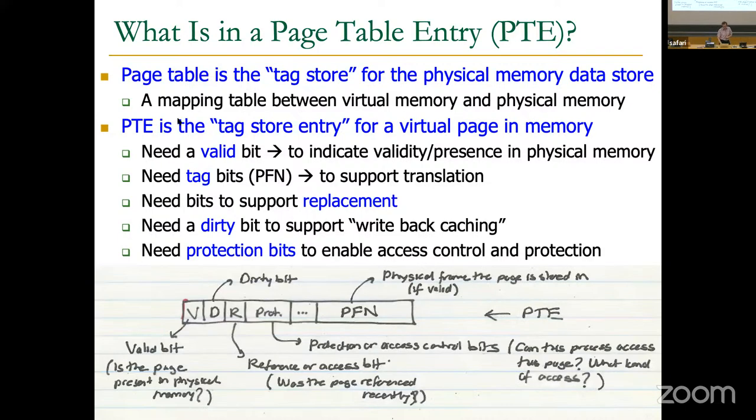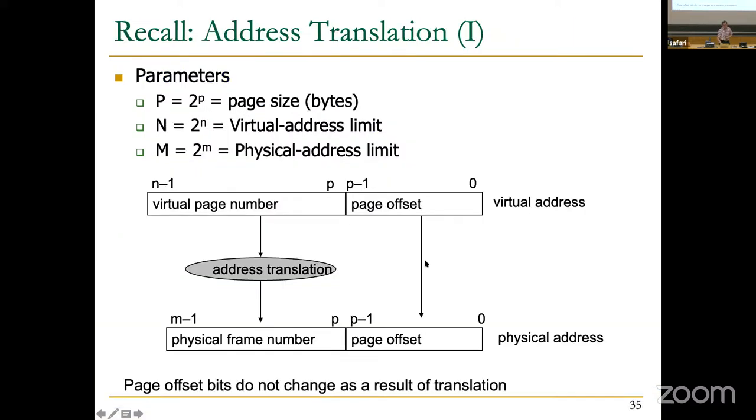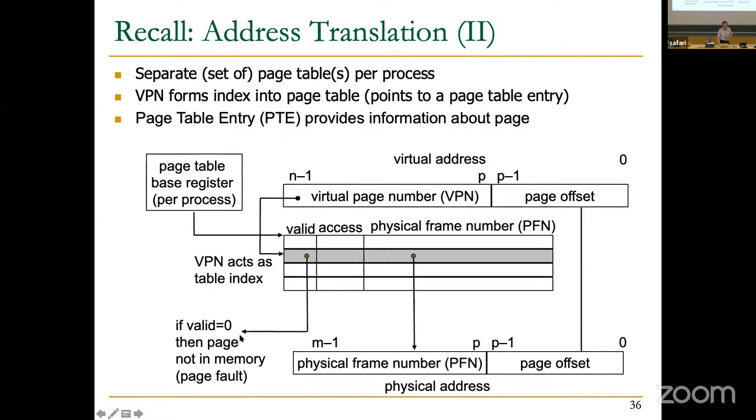So this is my nice handwriting. You'll see better pictures perhaps, but basically I already said all of this. Okay, so we recall address translation. We've already seen this, so I'm not going to go through this. This is the general address translation form. You get a virtual page number translated to a physical frame number. And you have a separate page table per process.